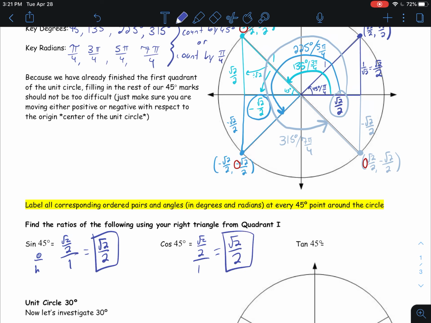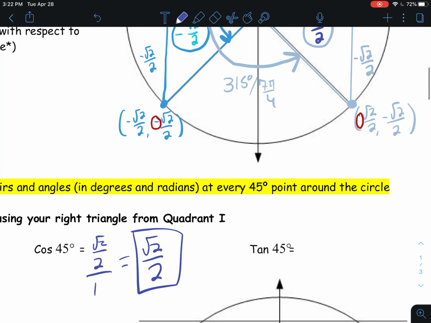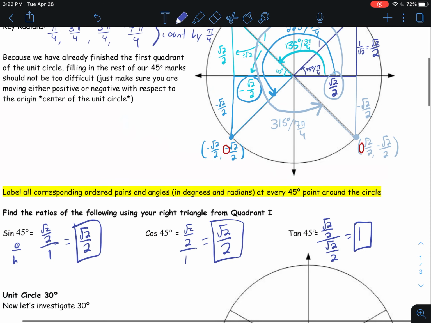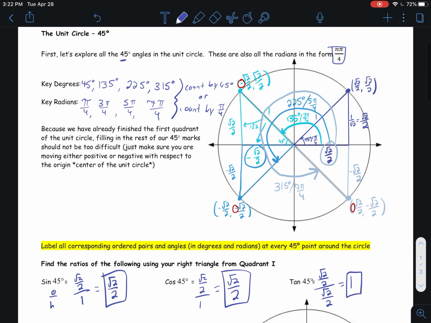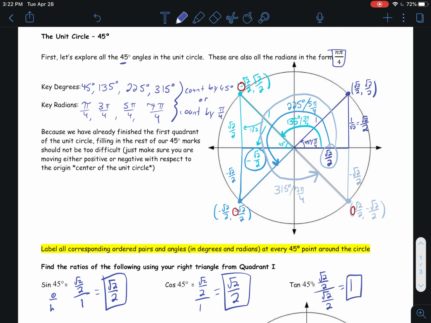Which is then equal to radical 2 over 2 again. And then the last one is tangent. Tangent is opposite, so radical 2 over 2 divided by adjacent, which is radical 2 over 2. What happens when we do that? You get radical 2 over 2 divided by radical 2 over 2. So top is the same as the bottom, so we're just left with 1. The nice part about tangent, guys, is the tangent of all of our 45 degree angles is always going to be 1, which is so nice for future reference. So those are the 45-degree angles.